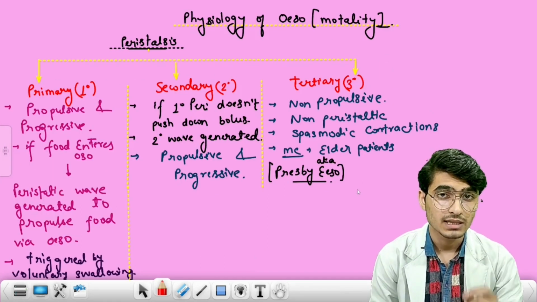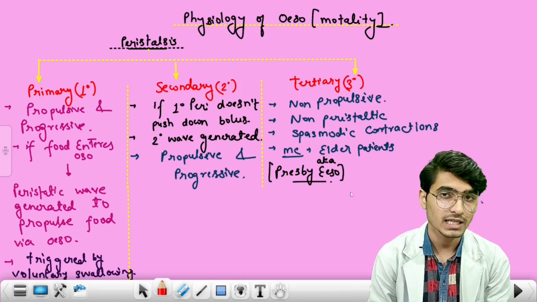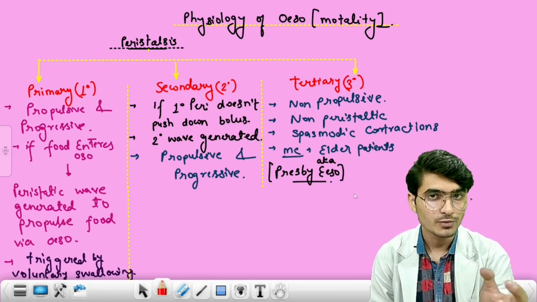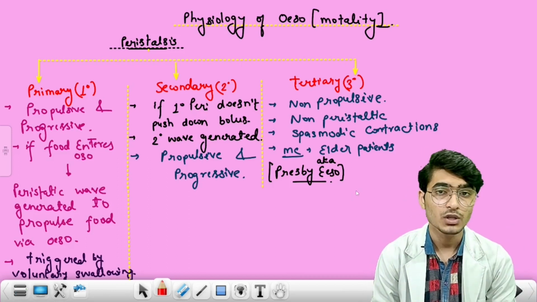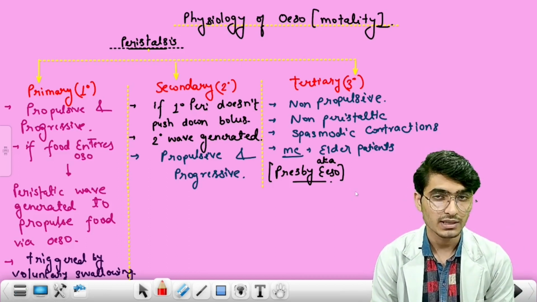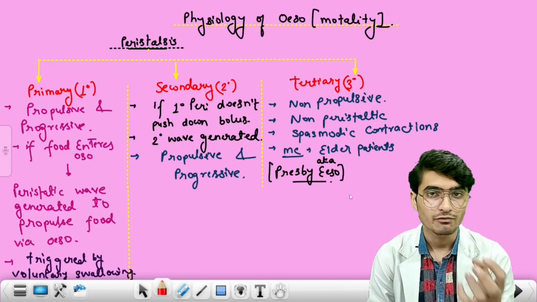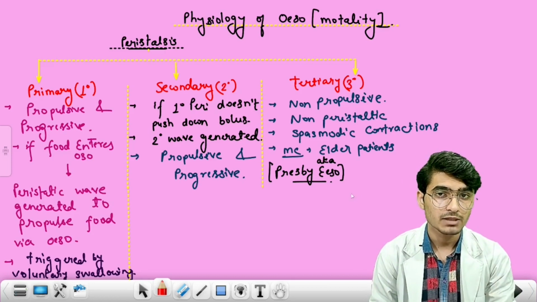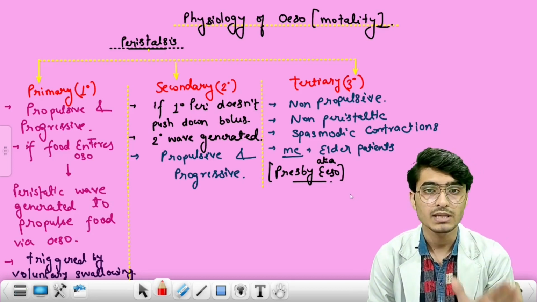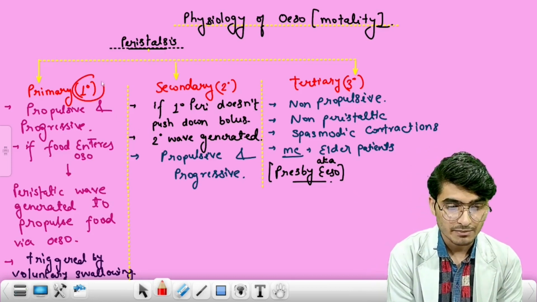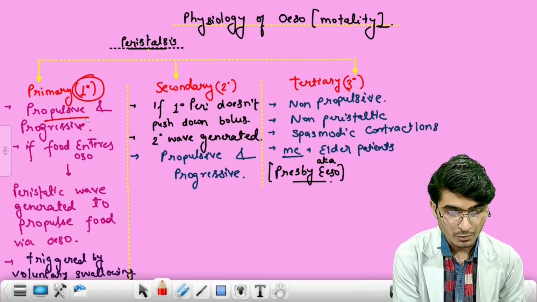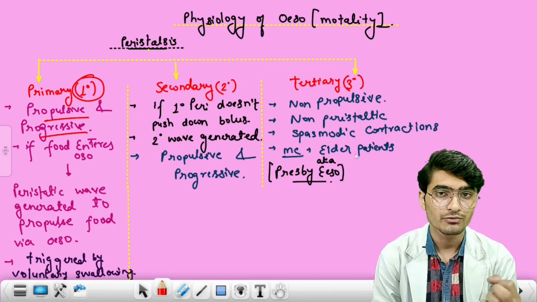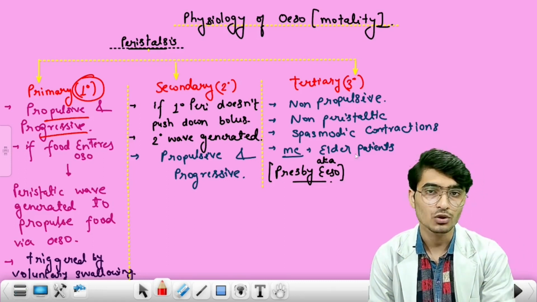Now we will discuss the physiology of the esophagus, that is basically peristalsis. When we swallow something, the food bolus traverses the whole length of the esophagus with the help of peristalsis, right? After deglutition, when the food bolus enters the upper part of the esophagus, that produces peristalsis, basically the primary peristalsis, which is propulsive and progressive in nature, right? With the help of which the whole food bolus travels through the whole length of the esophagus.